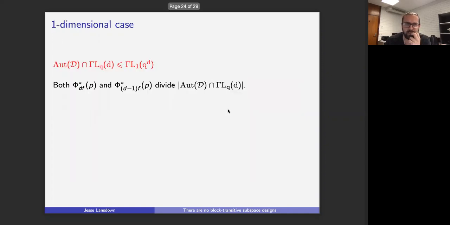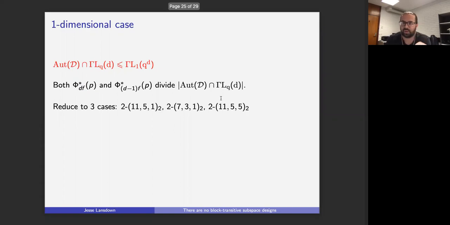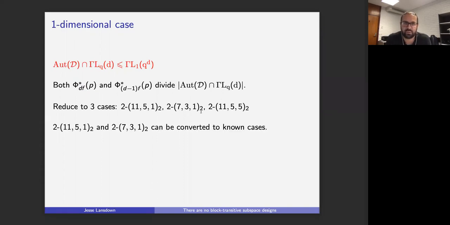You can do that. In the one-dimensional case, it can be a little bit more work, but we get a similar thing. So we have this extension field case, and we get the prime divisors have to divide the automorphism group inside of gamma L. But we can't get rid of all the cases by just using divisibility conditions. Instead, we can reduce them down to 3 possible cases. And in the first 2 cases, we can convert those into some other design and say they don't exist.